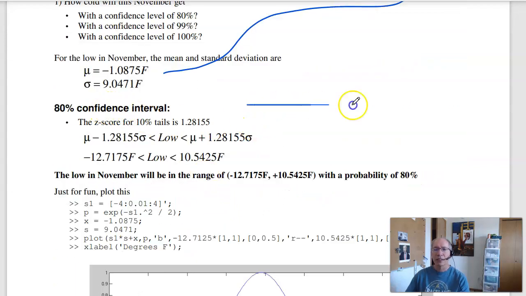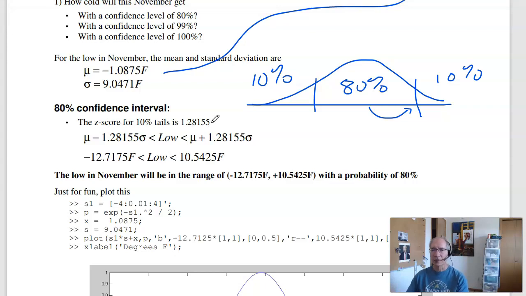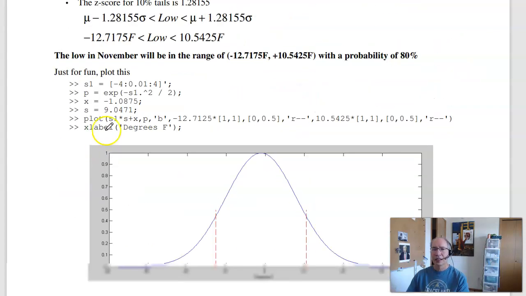For an 80% confidence interval, I go to a normal distribution and find out where is the tail 10%. Because if the right tail is 10%, the left tail is 10%, that leaves 80% in the middle, or the 80% confidence interval. The z-score for 10% tails is 1.28155. You can get that from a table or StatTrack. What that means is you go from the mean plus or minus 1.28155 standard deviations. So here's the standard deviation, there's the mean. Calculating, the low will be somewhere between minus 12.7 degrees Fahrenheit and plus 10.5 degrees Fahrenheit with a probability of 0.8.